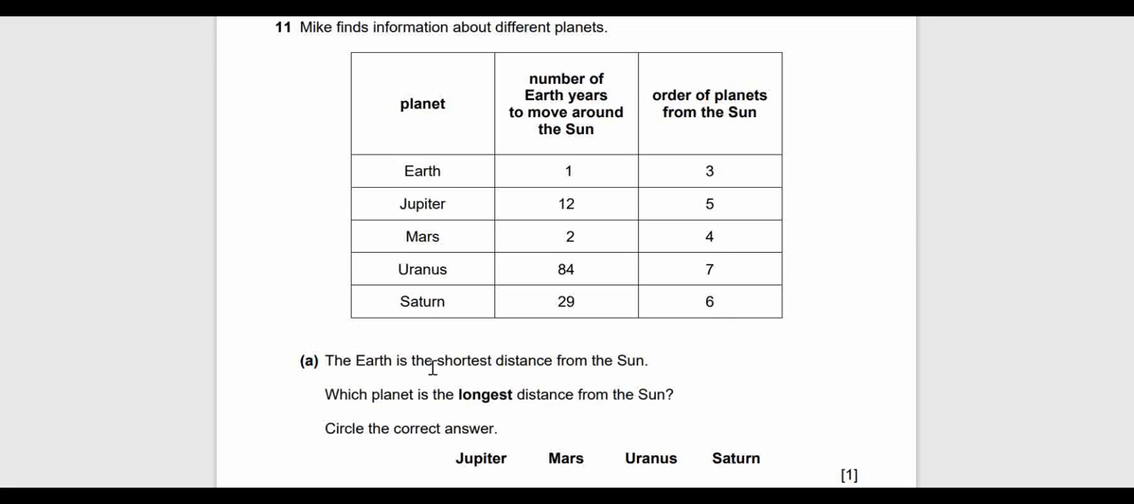Question 11a. The Earth is the shortest distance from the Sun. Which planet is the longest distance from the Sun? Circle the correct answer based on the table. Jupiter, Mars, Uranus, or Saturn? 5 seconds from now.